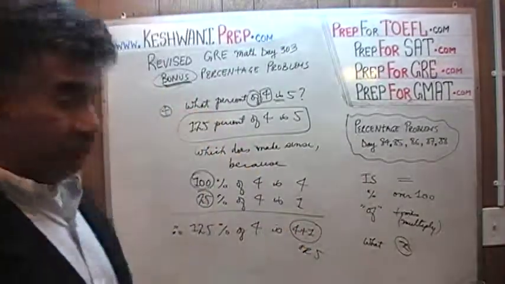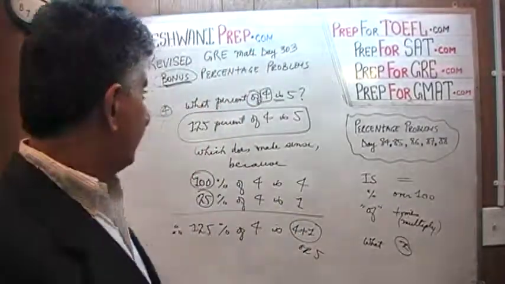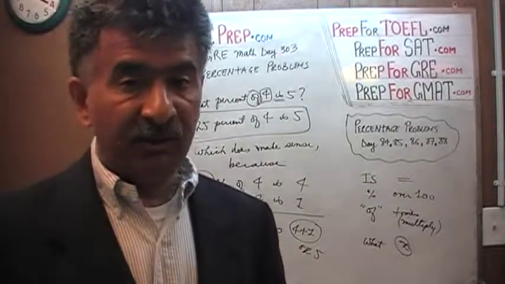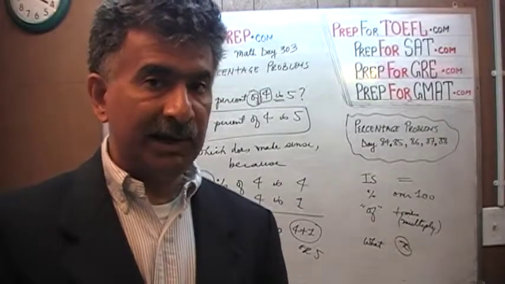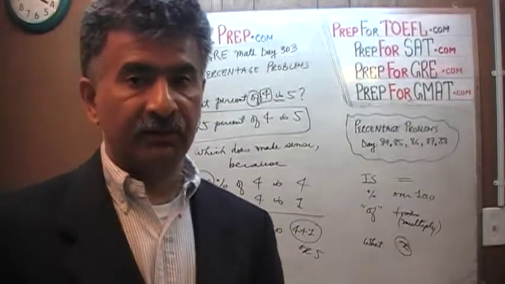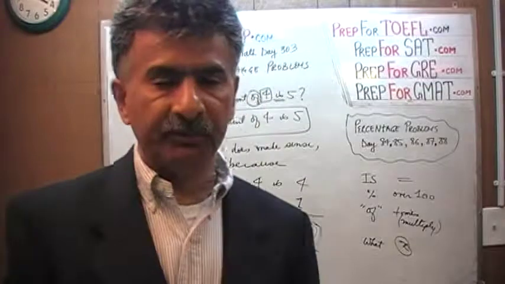It was a very simple question. It's just the way they phrase it that throws people off. What percent of 4 is 5? And people in their rush, in their haste, end up picking the answer 80%, which is of course a sucker answer. It's not 4 over 5, it is 5 over 4. 4 over 5 would have been 80%.